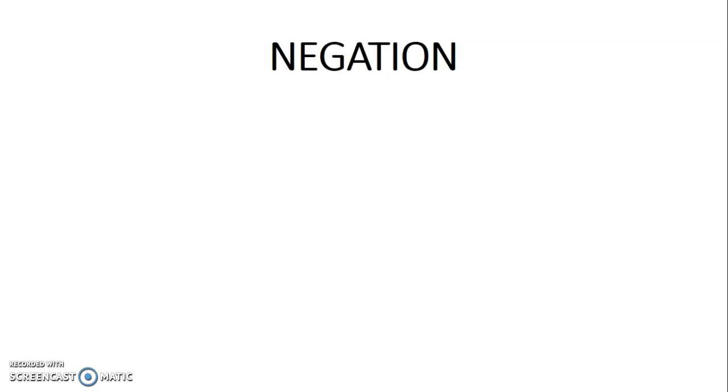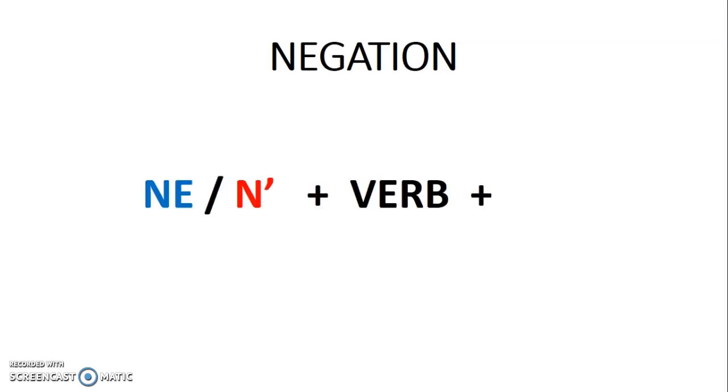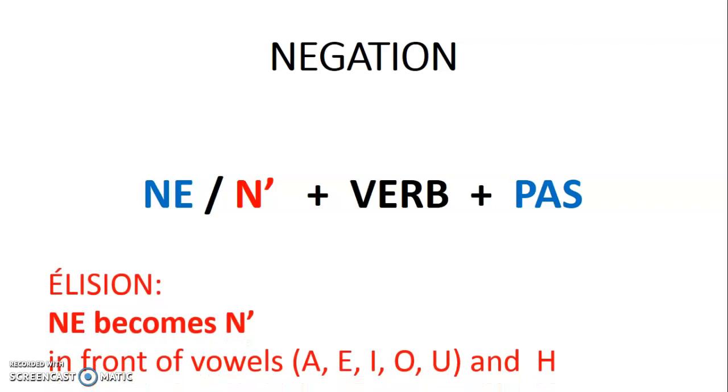Now let's see first how do you make a negation, a negative sentence in French. You add an e or an apostrophe before the verb and the word pas after the verb. And this apostrophe is actually a special phonetic phenomenon called elision. According to this rule, an e becomes an apostrophe in front of the vowels and h, which in French is never pronounced. So let's see what it looks like in the case of the verb être.